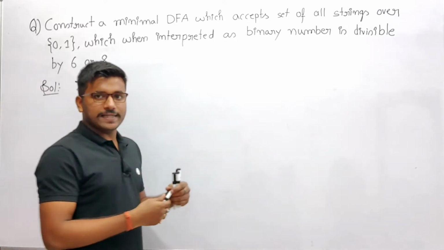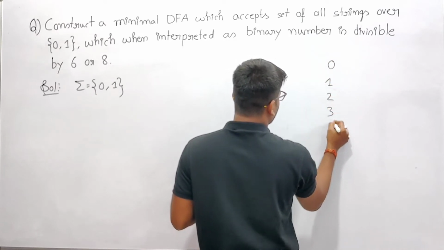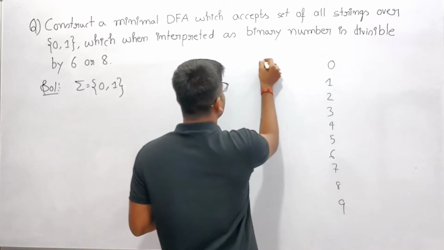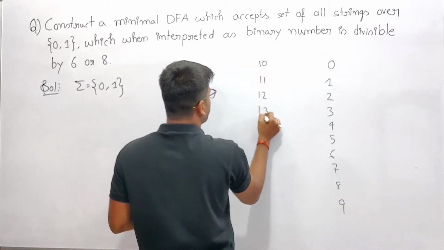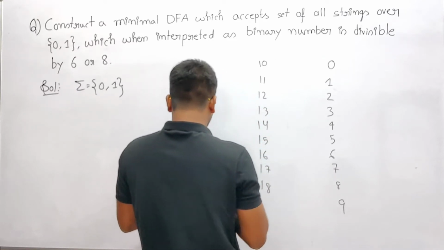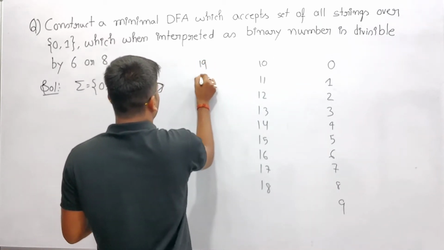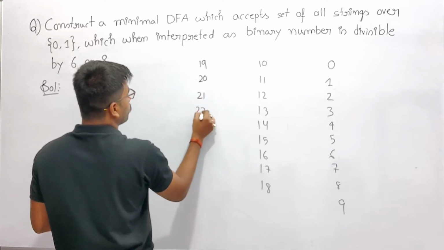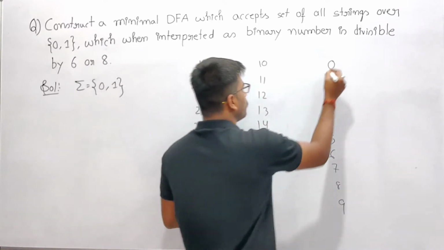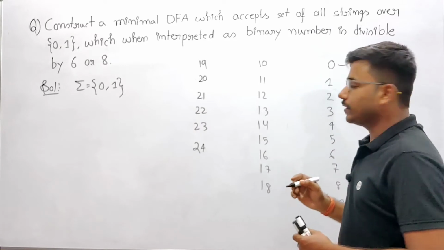So similarly you can write the numbers, then you will get the idea: 0, 1, 2, 3, 4, 5, 6, 7, 8, 9, 10, up to 18, then 19, 20, 21, 22, 23, 24. So till 24 I am writing. See, 0 is the number which is divisible by both 6 and 8, so we have to accept that.